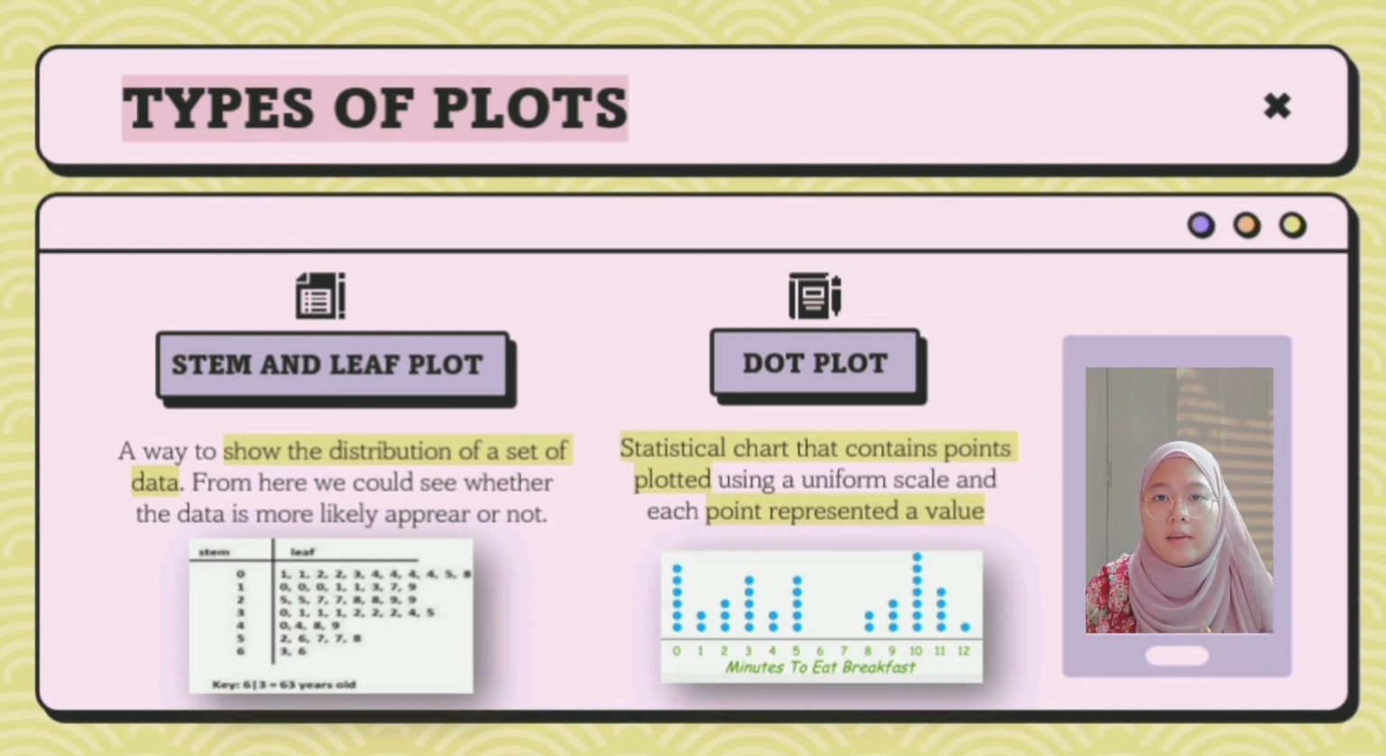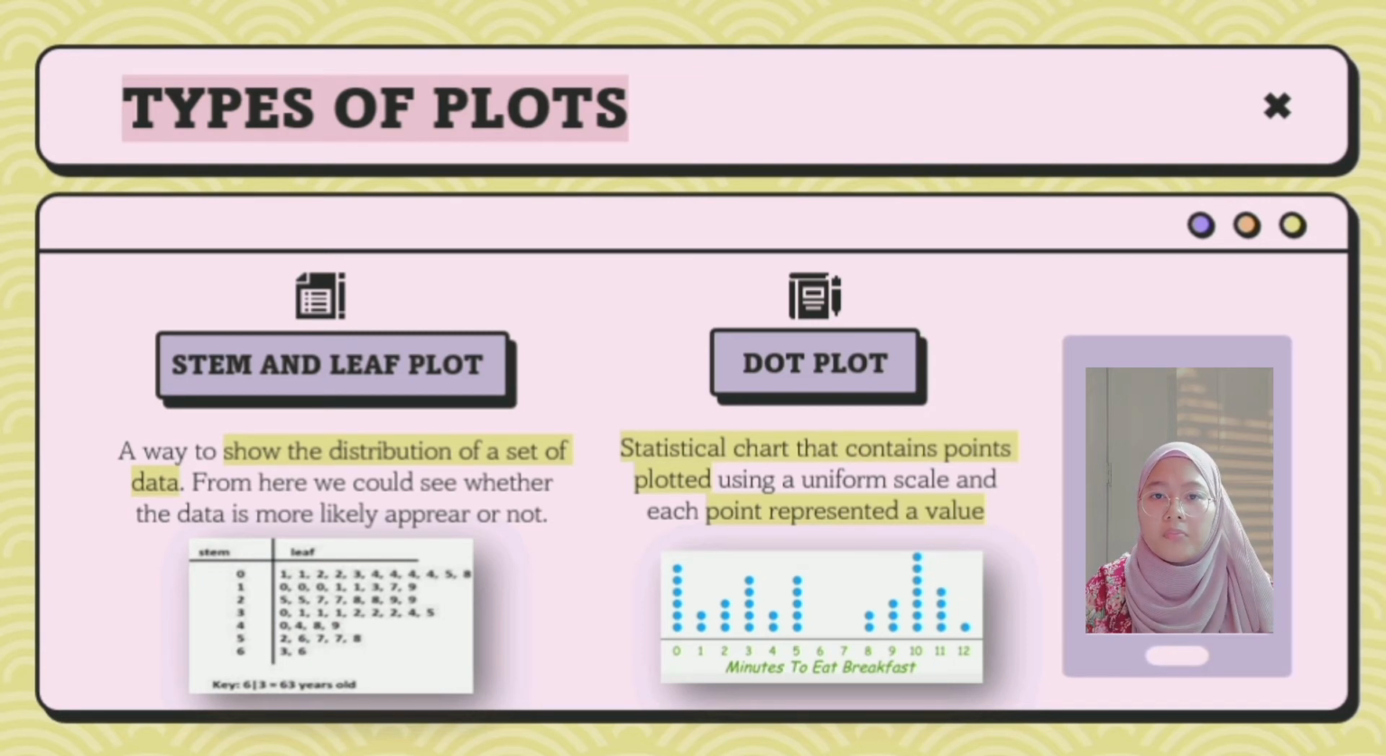The name stem and leaf plot comes because there is one stem with the largest place value digit at the left side of the plot, as you can see in the picture below. And another side, which is the right side, is leaf that will be taken from the last digit for each value. The example below shows the plotting of data using stem and leaf plot.